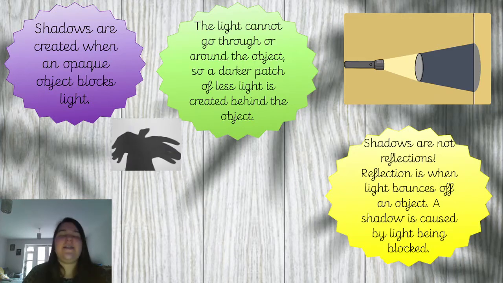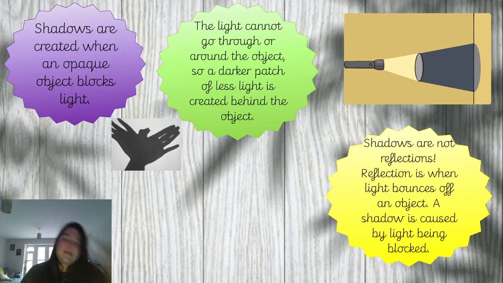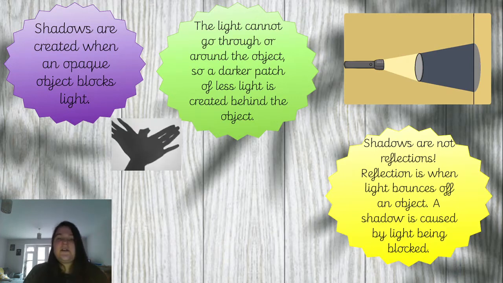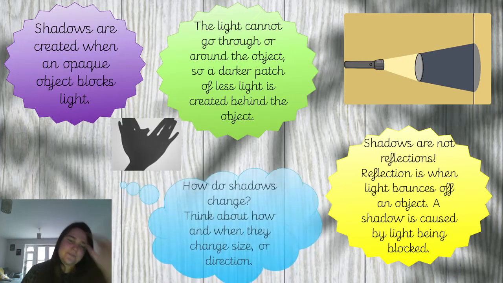They are definitely not reflections. Reflection is when light bounces off an object, like a shiny, flat surface. And a shadow is caused by the light being blocked. So the light cannot pass through this, so a darker patch is created behind it.